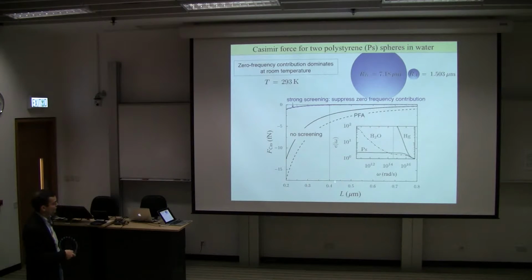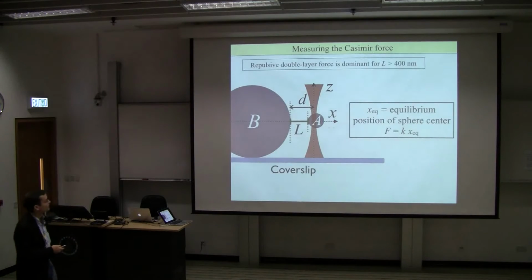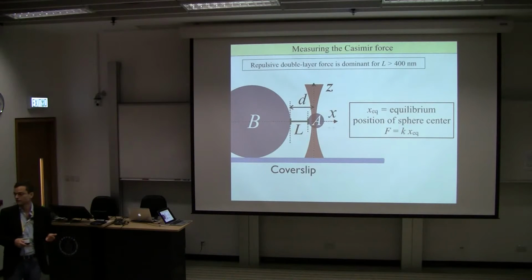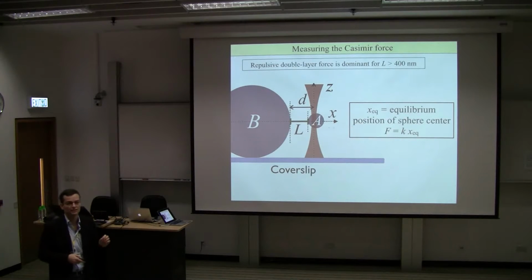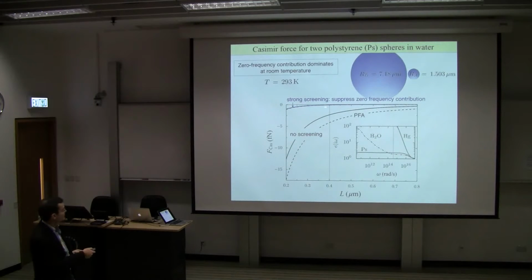And the force, now the results I'm going to show you are for distances larger than 400 nanometers, and you see that the Casimir force is very small, a few femtonewtons only. So our signal is going to be dominated by the electrostatic double layer force. So I'm not going to show you results for the Casimir force, just for this double layer. And there is a small contribution from the Casimir, but this is just a few femtonewtons, as we can see from this plot, right?